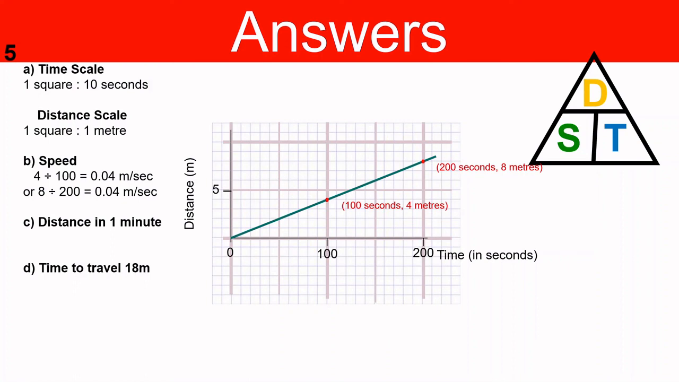The distance we can travel in a minute, we should be able to read off our graph. 1 minute is 60 seconds. If each square is worth 10, that's 10, 20, 30, 40, 50, 60 seconds right here. Now, how many meters is that? That's a bit difficult to read. So let's calculate it. I know the speed is 0.04. I know the time is 1 minute, which is 60 seconds. 0.04 times 60 gives me 2.4 meters.